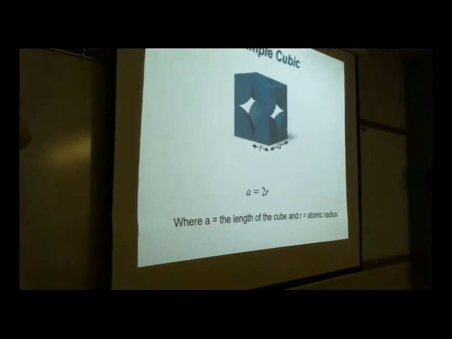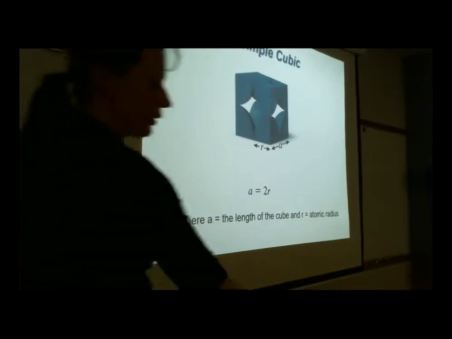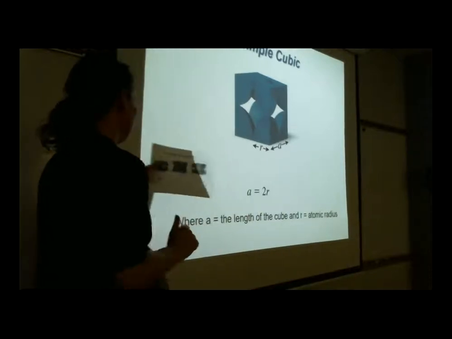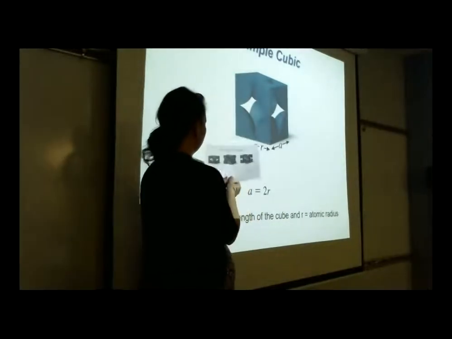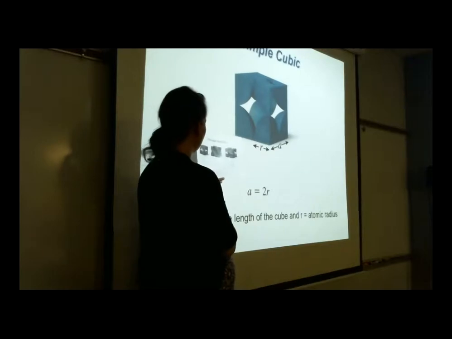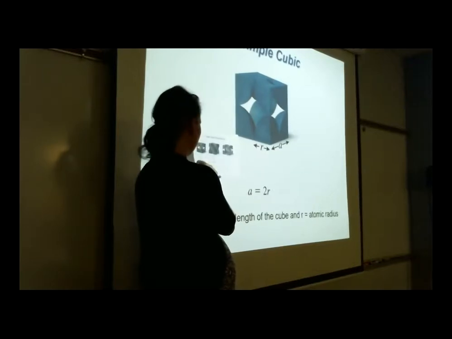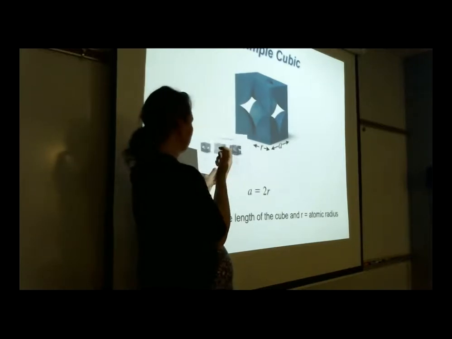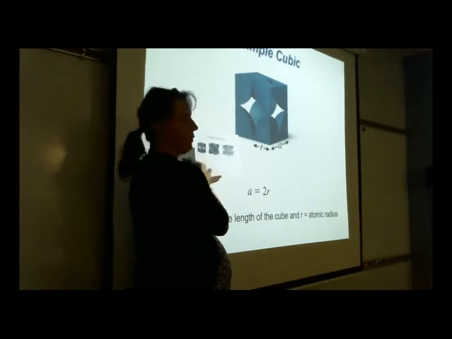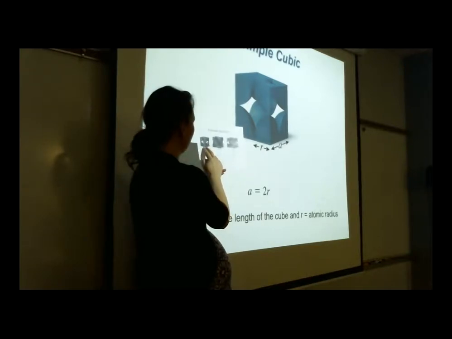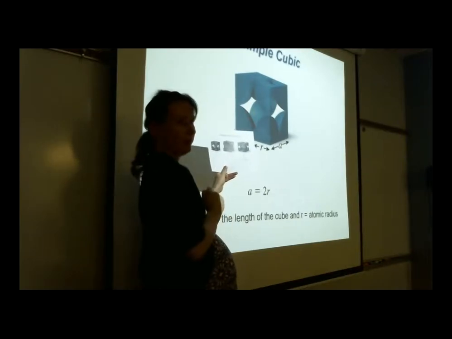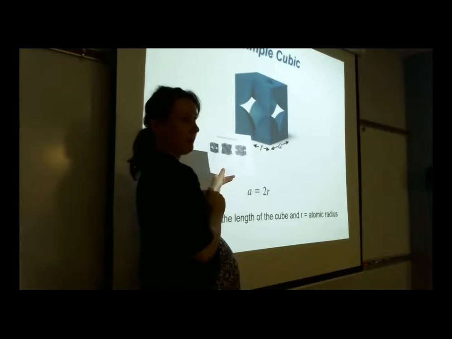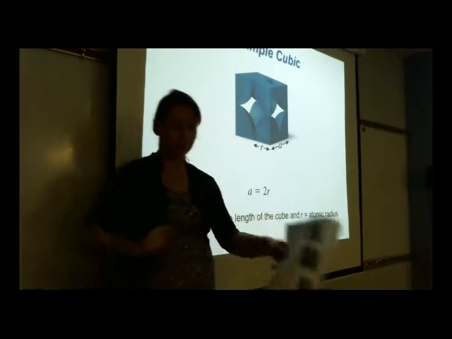So let's go through these. This is all on your handout here. The relationship between edge length and radius. In simple cubic, edge length is equal to 2R, right? Do you agree with how that came to be? Because there's 1R, there's 2R, so to get all the way across, A equals 2R. Right? Do we agree with that? It's not too bad, is it?